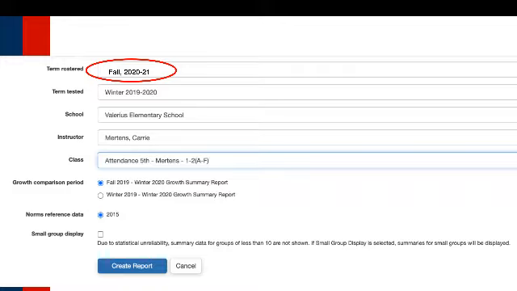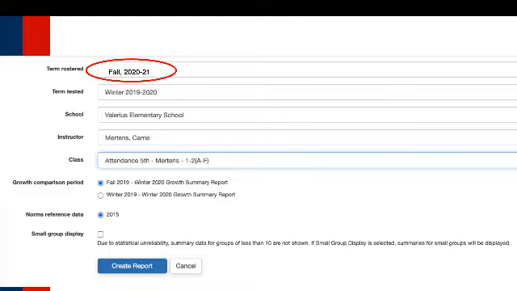For term tested, if you have already administered the MAP assessment this fall, you could select Fall 2020-21. If you have not, and you're looking at this information before school starts, you could select Winter 2019-20, which would be the last time that students took the MAP assessment before the COVID shutdown.